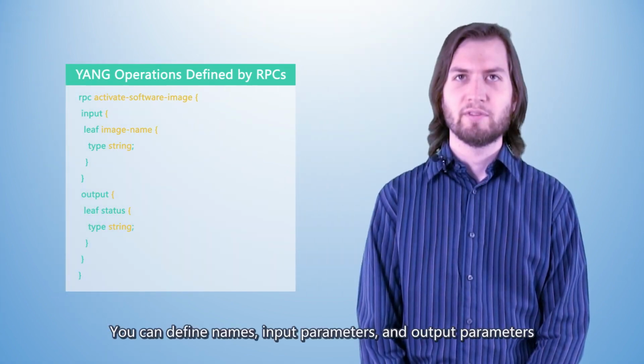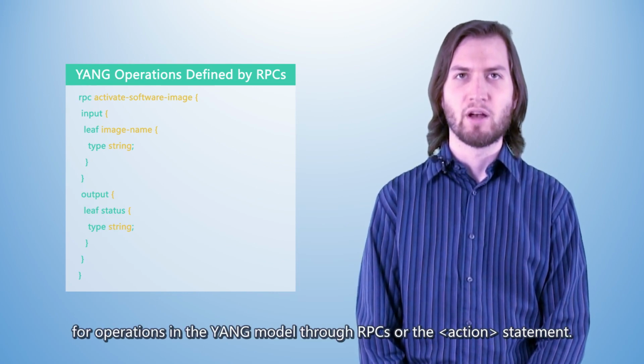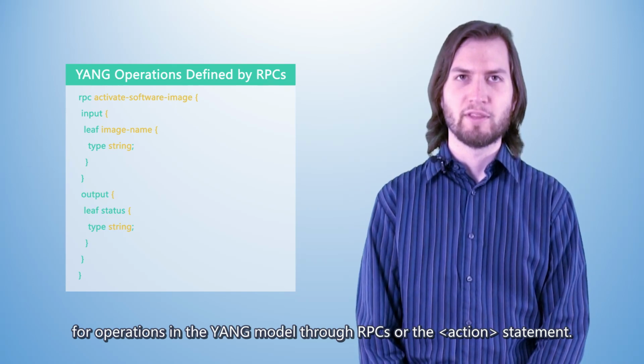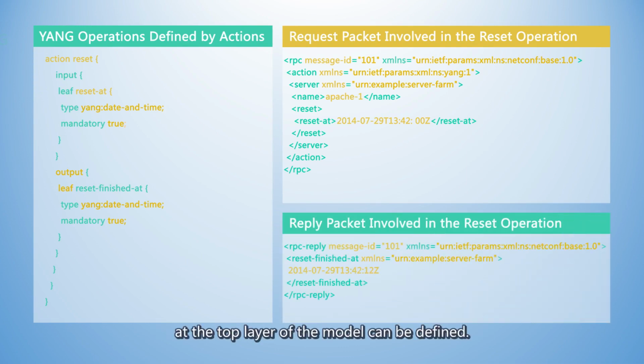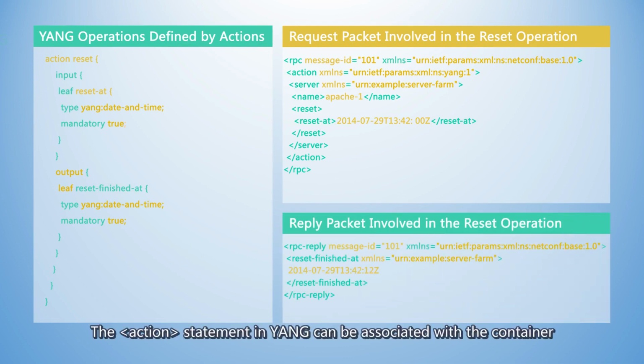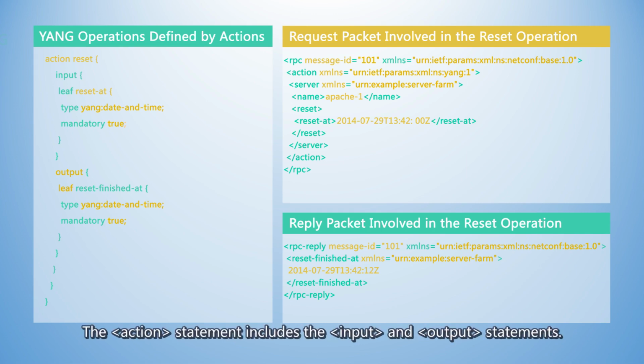You can define names, input parameters, and output parameters for operations in the YANG model through RPCs or the action statement. YANG provides the RPC keyword, and an operation at the top layer of the model can be defined. The action statement in YANG can be associated with the container and list nodes to define operations such as reset, reboot, and copy for leaf nodes. The action statement includes the input and output statements.